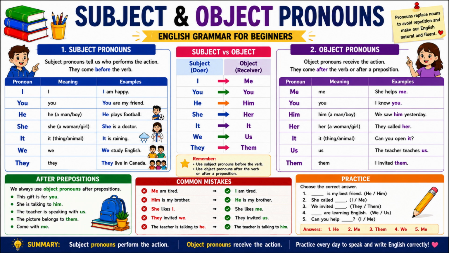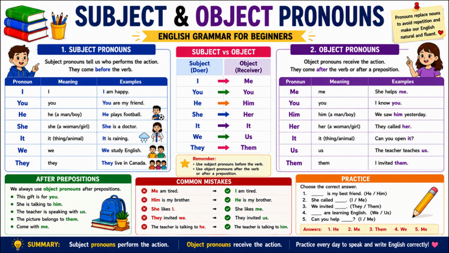After prepositions. Object pronouns are also used after prepositions. Examples: this gift is for you. She is talking to him. The teacher is speaking with us. The picture belongs to them. Come with me.